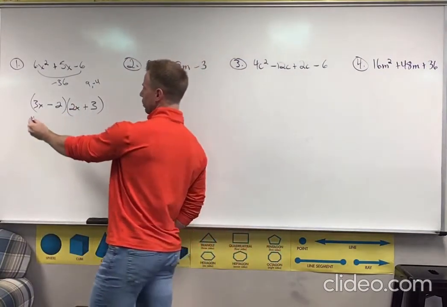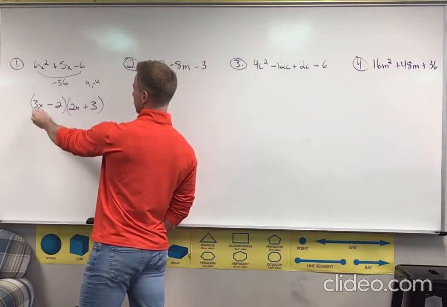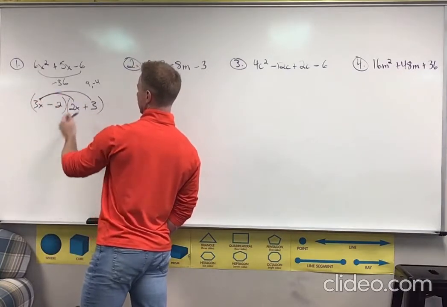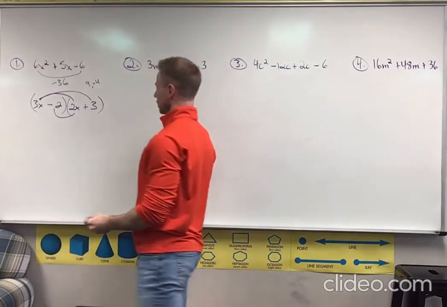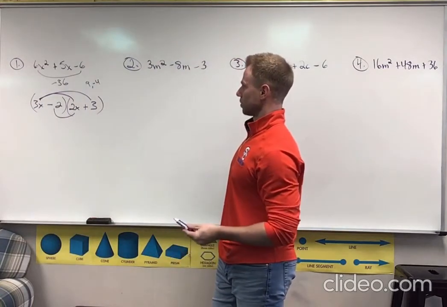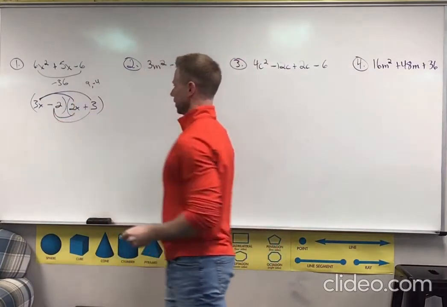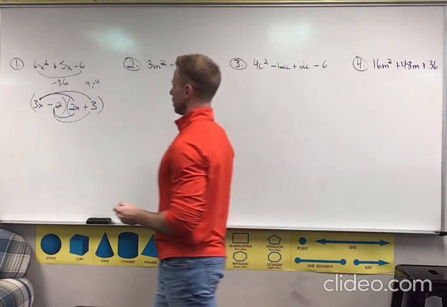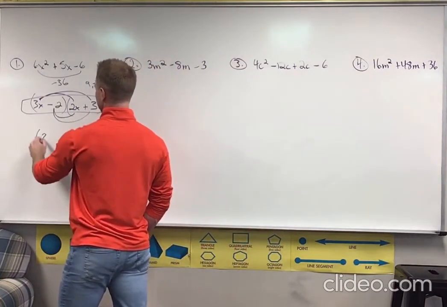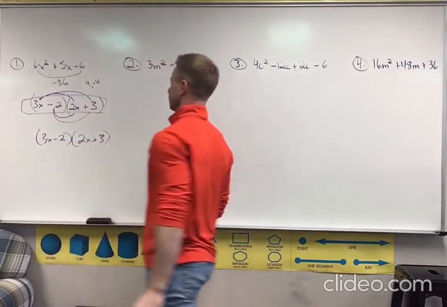Now let's check it with FOILing. That gives us 3x times 2x is 6x squared. 3x times 3 is 9x. Negative 2 times 2x is negative 4x. 9x and negative 4x does give us a positive 5x. And then negative 2 times 3 gives us a negative 6. So it does work. So then this would be our factoring right here: 3x minus 2, 2x plus 3.